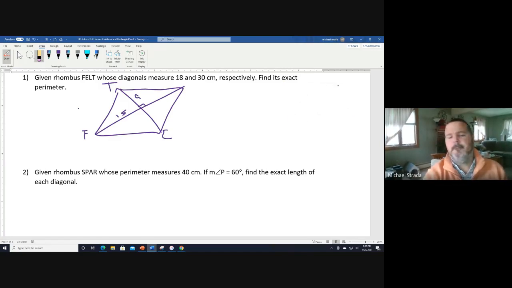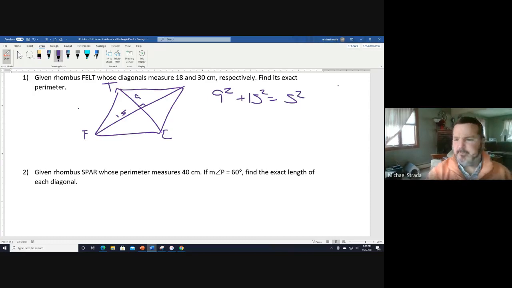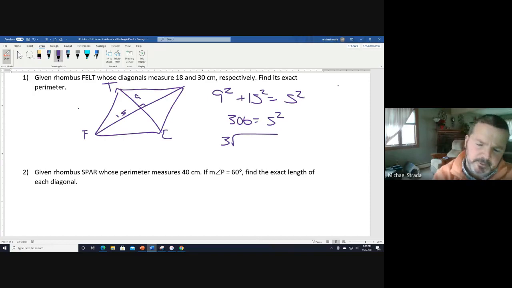9 squared plus 15 squared equals S squared, S standing for the side length. 9 squared is 81, 15 squared is 225. Add them up and we got 306. And then finally, to undo the square, we do a square root. And the square root of 306 is going to be 3 root 34. Everybody good with that part of it?